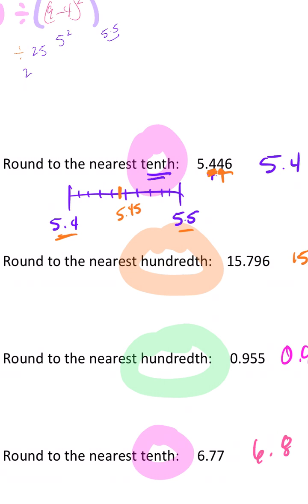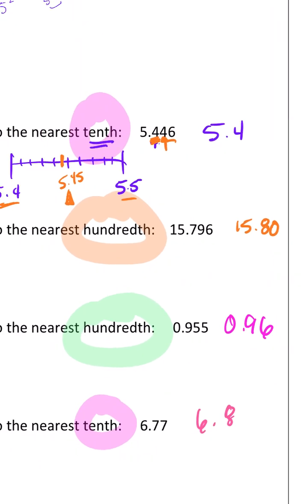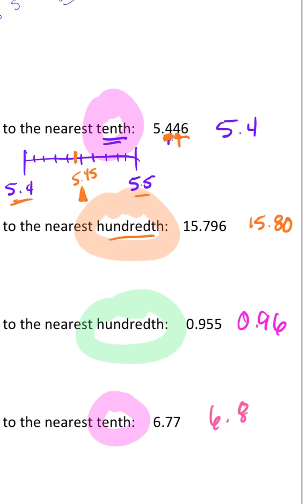Okay, and this is that pendulum that Mrs. Alvey uses. Okay, so if we look over here, rounding to the nearest hundredth. If we look, there's the tenths. This is the hundredths. That's the thousandths. Rounding to the hundredths means we're going to look at the thousandths number to determine which way we go. So we draw out our spectrum.